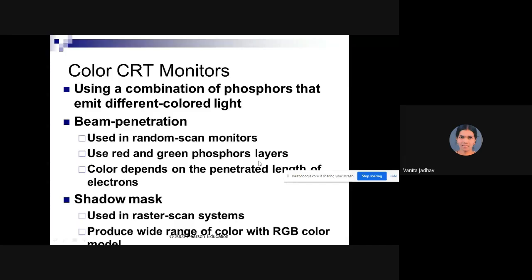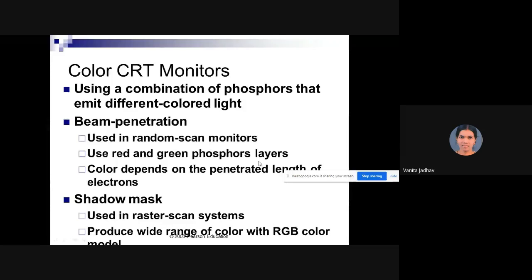Next, it uses two colors. It is limited to two colors only, red and green phosphor layers. Only two layers will be there in the case of the beam penetration technique. And next, the color depends on the penetrated length of the electron. So what is the speed of the electron? Based upon that, the color will get emitted.